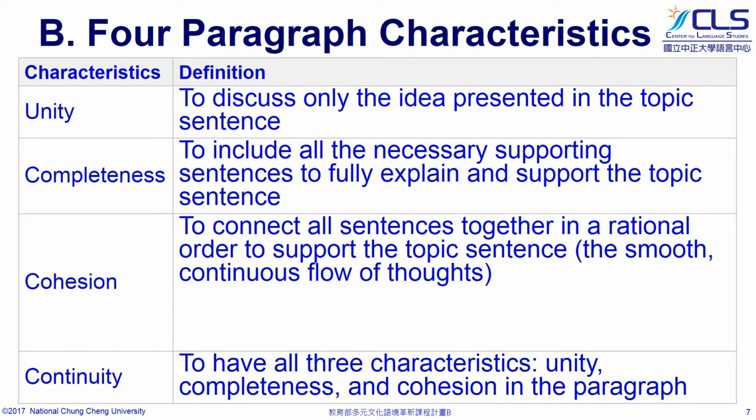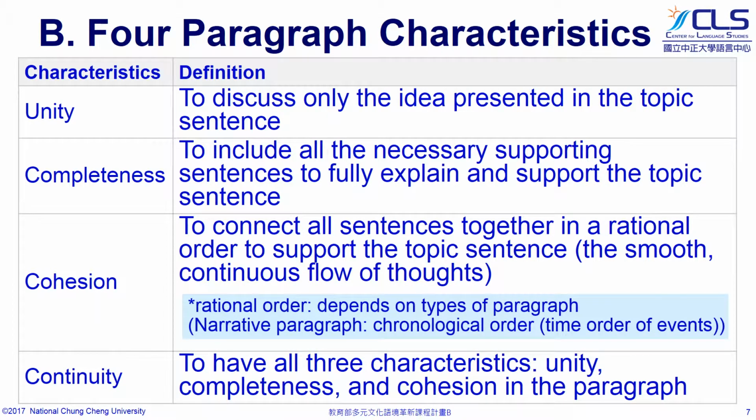Next, completeness means all the necessary supporting sentences are included to fully explain and support the topic sentence. Then, cohesion means the sentences are connected in a rational order to support the topic sentence. And it's important to know the rational order will depend on the type of paragraphs. For example, a narrative paragraph may follow chronological order. Finally, continuity means that the paragraph has all of the 3 characteristics: unity, completeness, and cohesion.